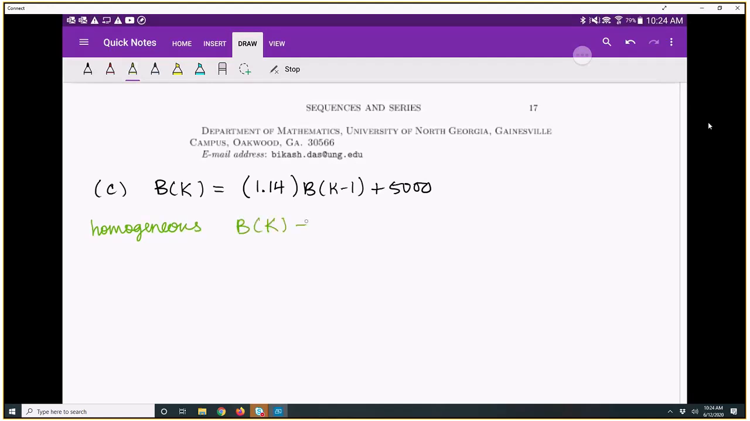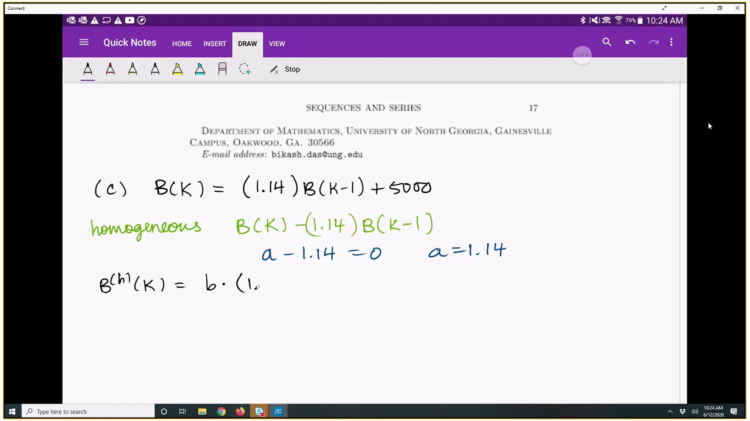B of k minus 1.14 times b of k minus 1. And that has characteristic equation a minus 1.14 equals 0. So a is equal to 1.14. So I can say that this will have a homogeneous solution of the form some constant b times 1.14 to the power k.